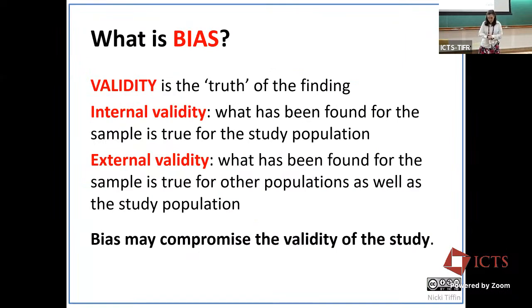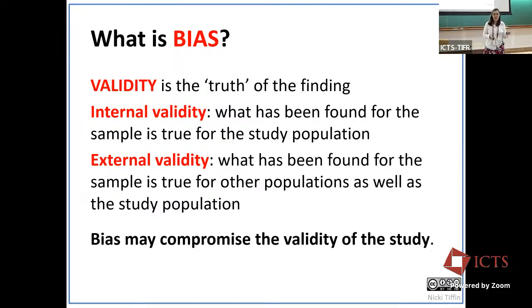So I just want to quickly go over bias and confounding, but we already had quite a bit of discussion around this, so I won't take too long. What is bias? I'll also use some of the harsher definitions that my lecturers use. So validity is the truth of the finding. The internal validity is what has been found for the sample is true for the study population that the sample came from. External validity, what has been found for the sample, is true for other populations as well as the study population.